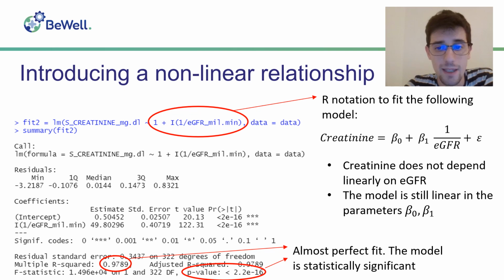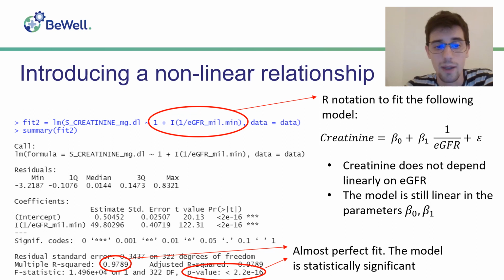Indeed, we can fit a regression model of the form reported in the slide. The response variable, creatinine, is the linear combination of some intercept and the inverse of eGFR. By doing so, creatinine does not linearly depend on eGFR, but the model is still linear in the parameters beta 0 and beta 1. Hence, it can still be fitted using a linear regression model through the lm function.